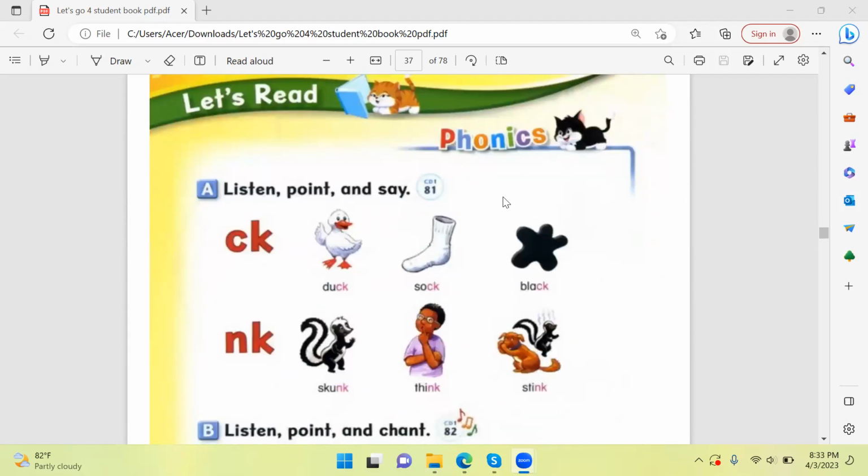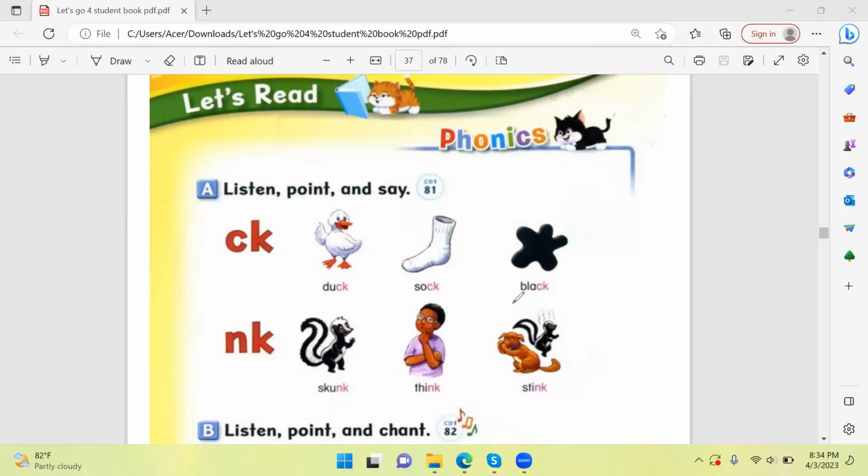Okay, let's proceed now. It's all about phonics. Can you please read again here? Phonics. Okay, very good. So, we have here the different phonics. We have the example of CK, or chuck. Can you please read again? Chuck. Okay, for example, duck. Duck. Very good. This one, sock.